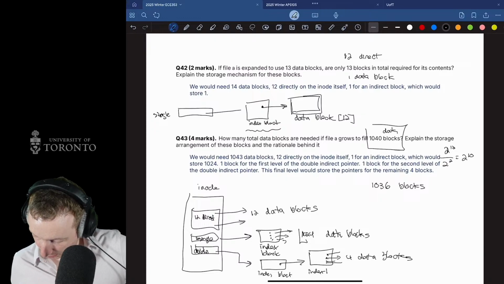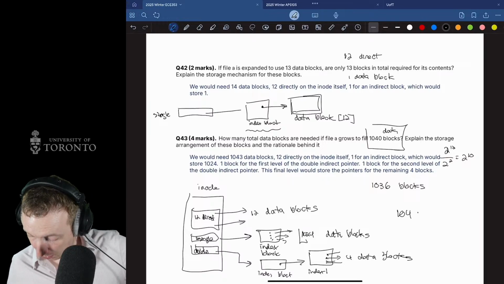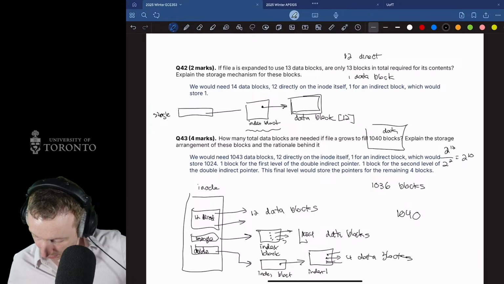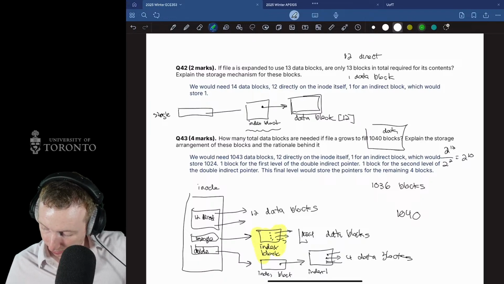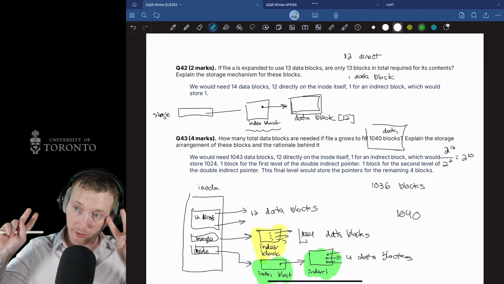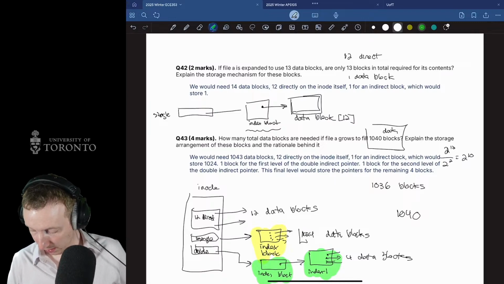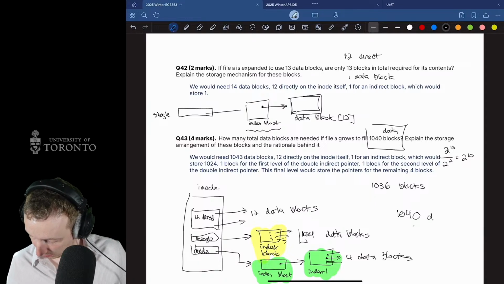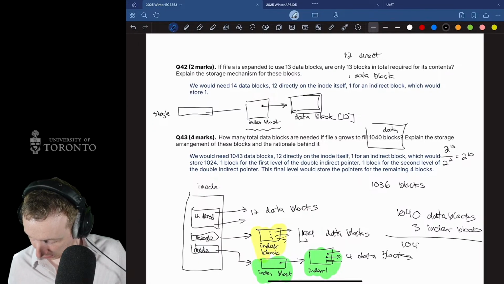So our answer is, well, we have our 1040 data blocks, and then we also have to add in the index blocks we use. So it was 1 here for a single, and then 1 L1, 1 L0 for our double. So we had 3 index blocks and then all the other data blocks. So these were our data blocks, and we needed 3 index blocks for it, for a total of 1043 blocks.